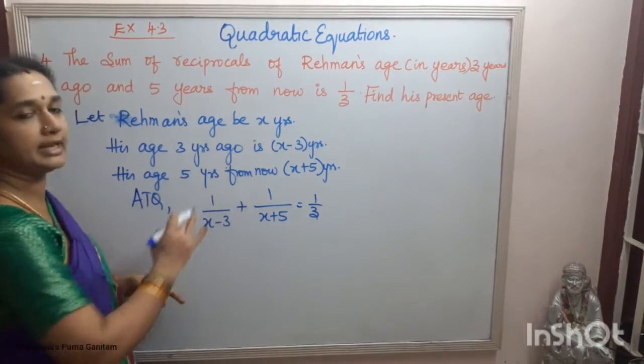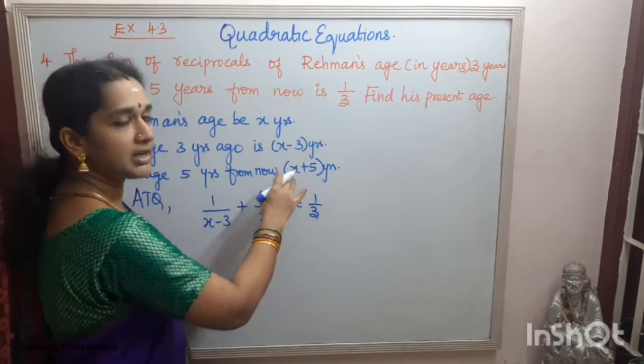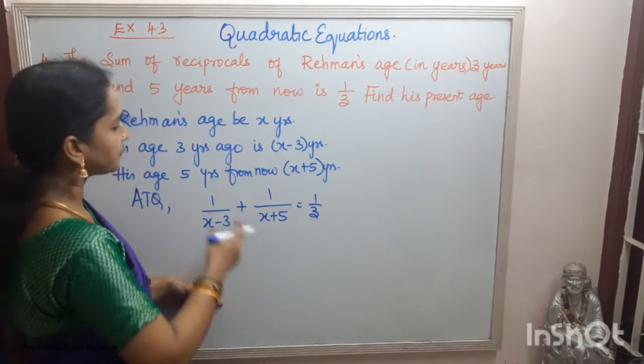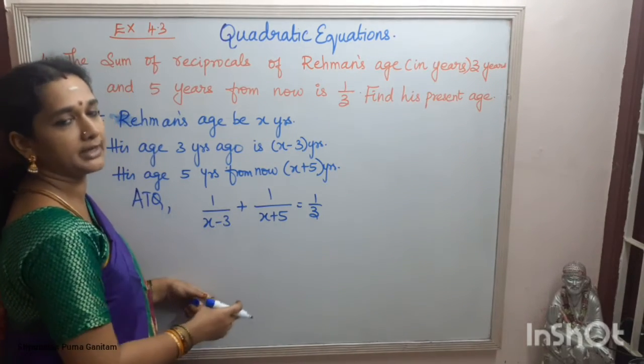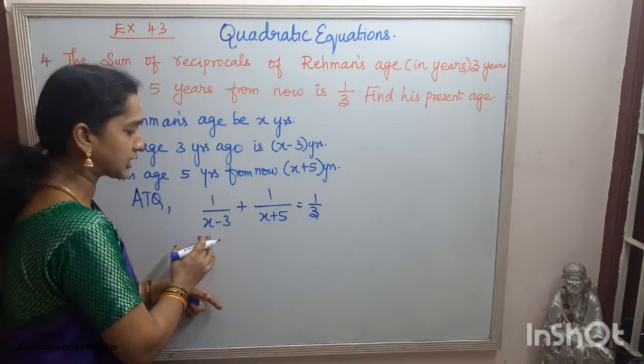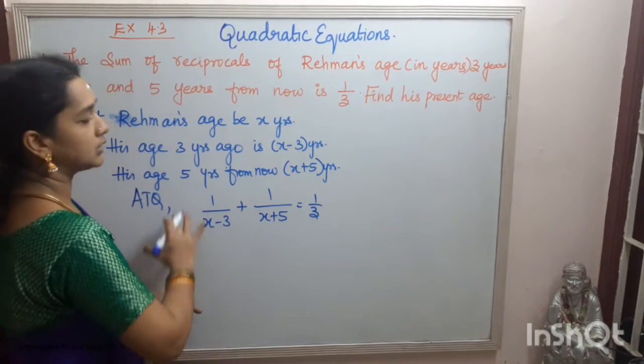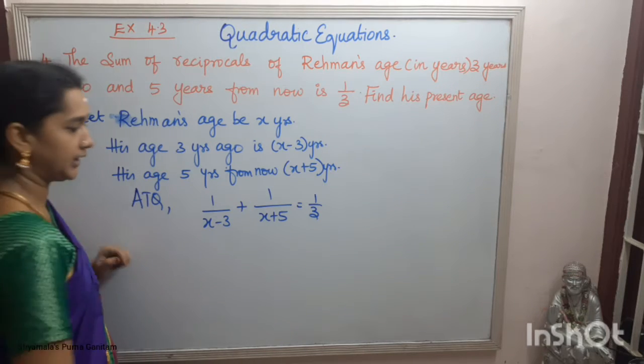So let the age be x. So 3 years before is x minus 3. 5 years from now is x plus 5. There is the sum of the reciprocals of the ages. So sum is plus. The reciprocals of the ages are 1 by x minus 3 and 1 by x plus 5, which is given as 1 by 3. So this one has to be simplified now.